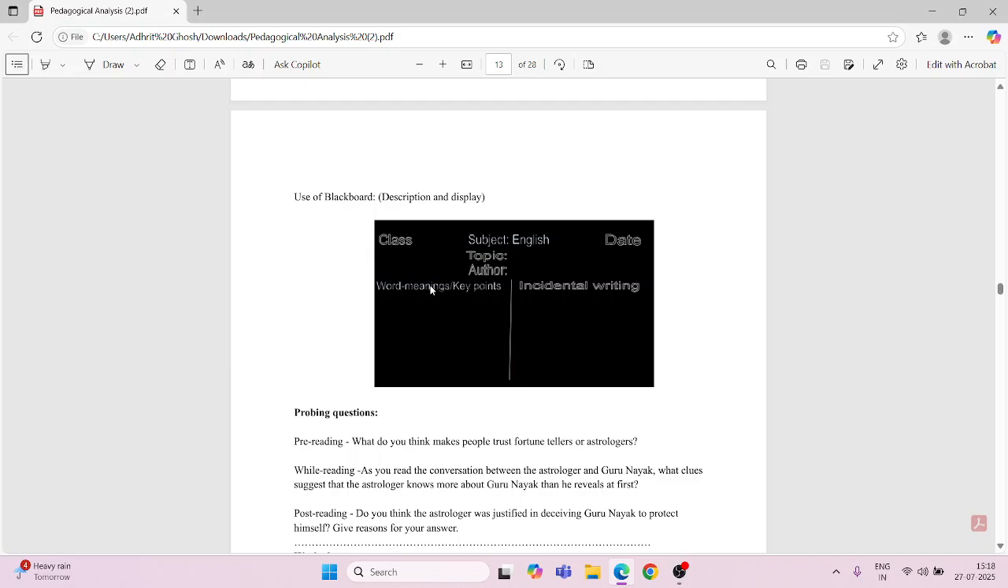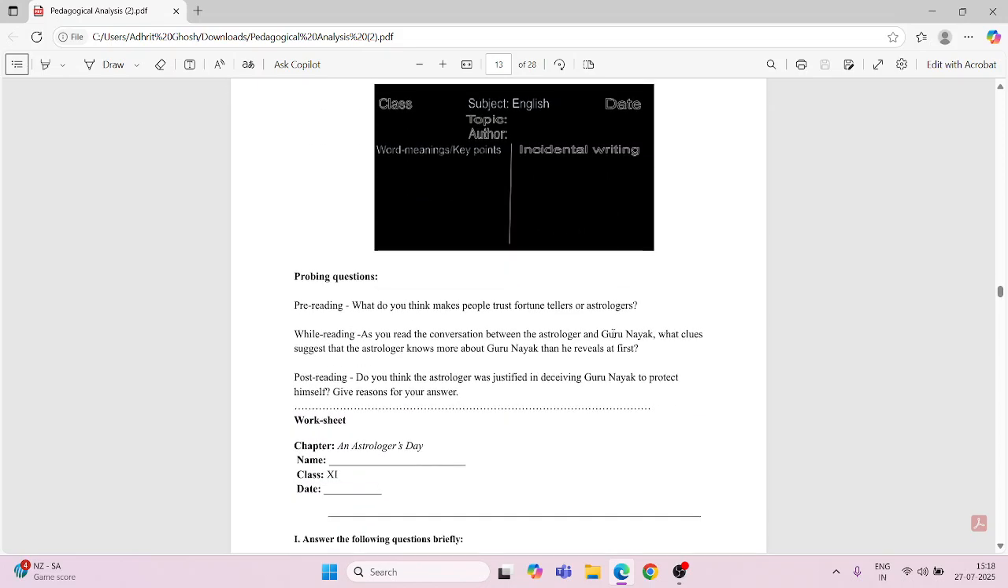And on the left hand side, you write the word meanings or maybe the key points if you're teaching grammar or anything else, composition or whatever. And then on the right hand side, you write incidental writing. Incidental writing means while explaining impromptu, you may be required to write down certain things to explain the lesson conceptually. You may have to draw certain illustrations. So whatever you do, you put it under incidental writing.